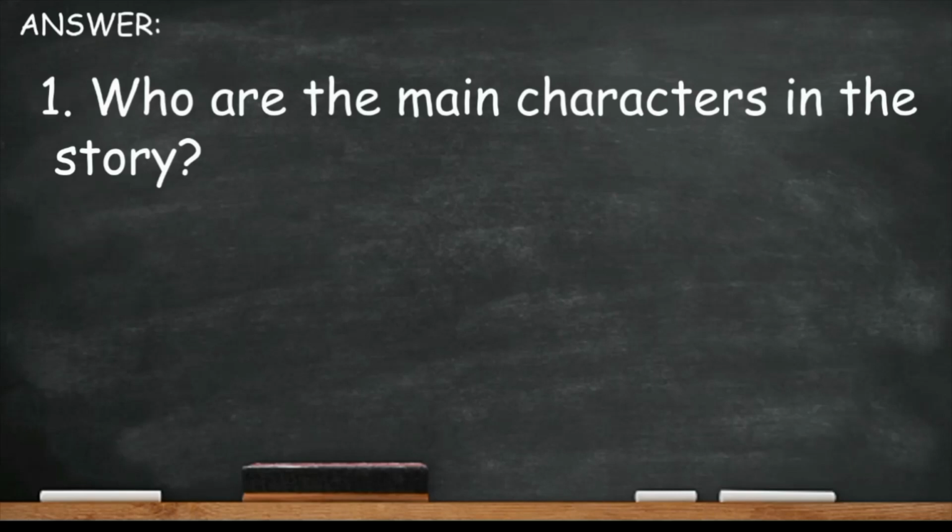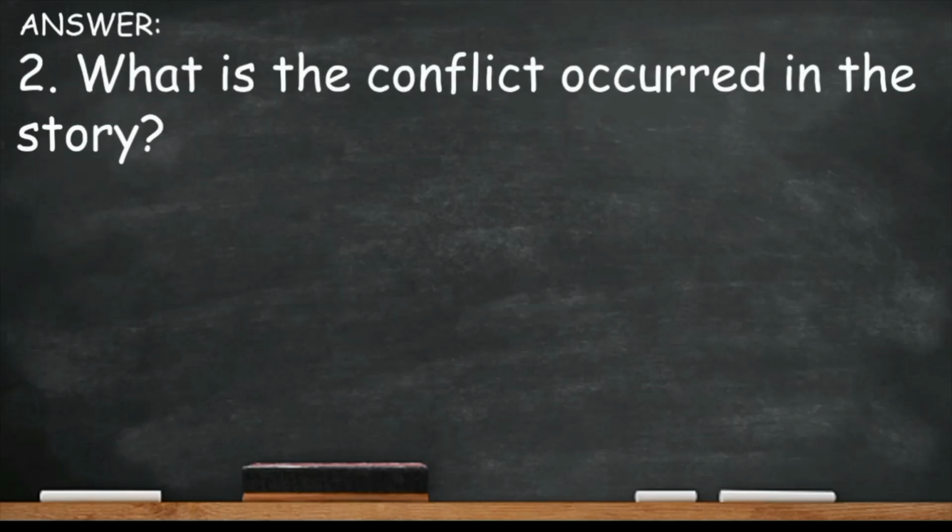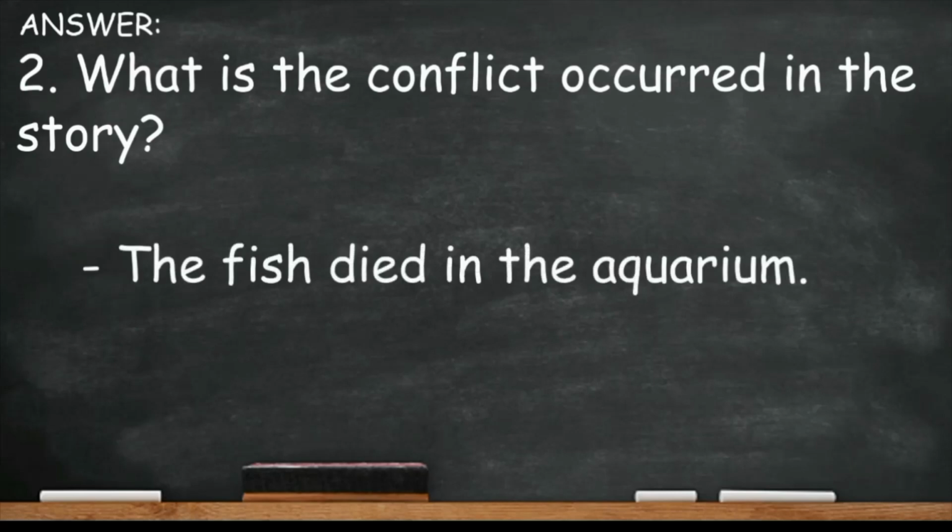Let's answer. Question number 1. Who are the main characters in the story? The answer is Anthony and the helper. Number 2. What is the conflict that occurred in the story? The answer is the fish died in the aquarium.